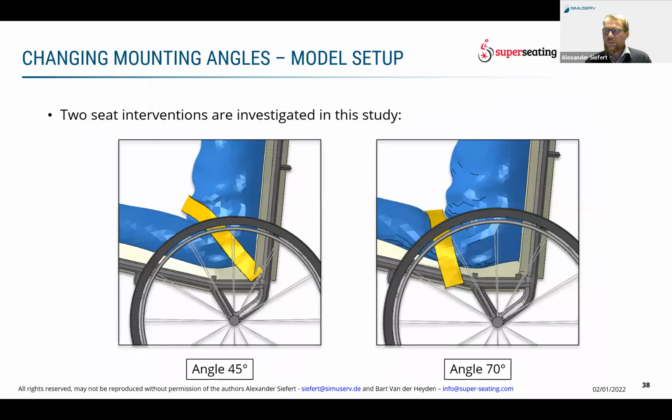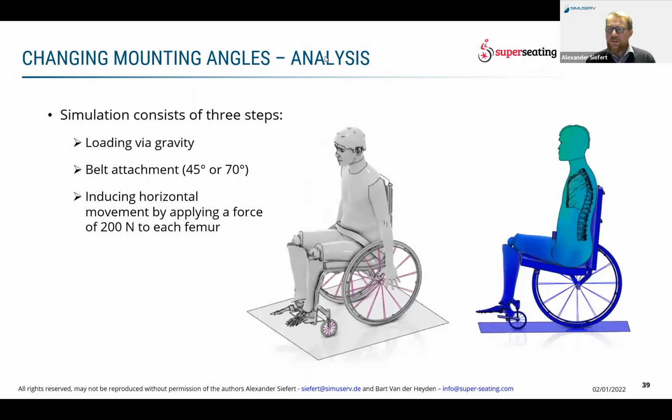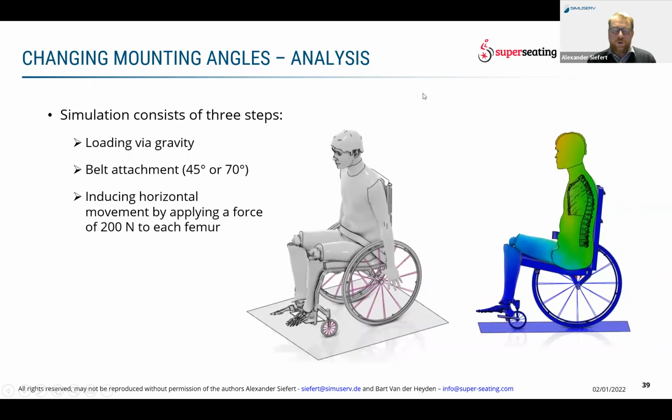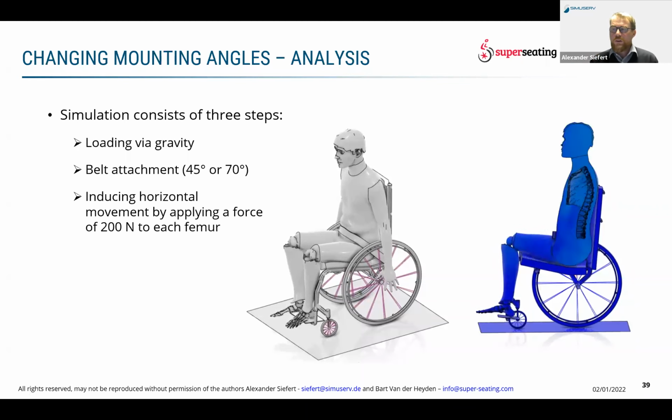Okay, so now we did two setups, as Bart mentioned. On the left side, you see the angle of 45 degrees, and on the right side, the angle was 70 degrees, very similar to the two setups. The simulation has three steps. First we apply gravity, then we apply the belt attachment, and finally we induce a horizontal movement. The goal for us was to see how stable the two setups are compared to each other if there's a horizontal movement induced.